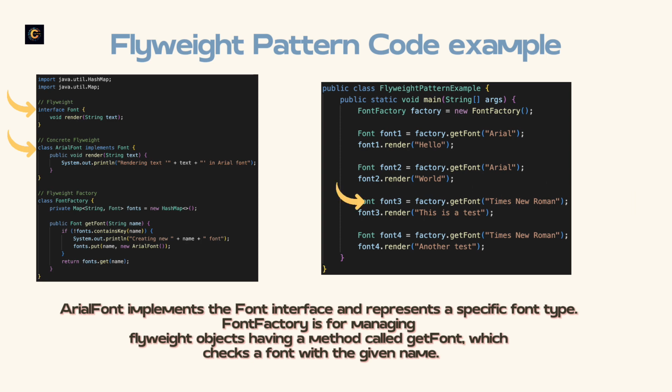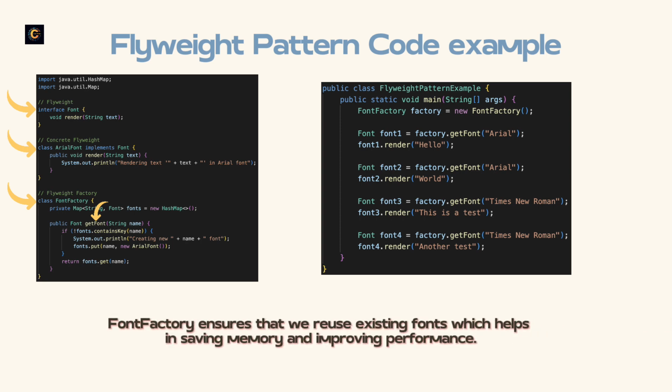Additionally, we have a font factory class responsible for managing flyweight objects. It has a method called getFont, which checks if a font within the given name already exists or not. If it does, it returns the existing font, otherwise it creates a new one. And this is the example of flyweight pattern. In simple terms, the font factory ensures that we reuse existing fonts whenever possible instead of creating new ones unnecessarily. This helps in saving memory and improving performance.